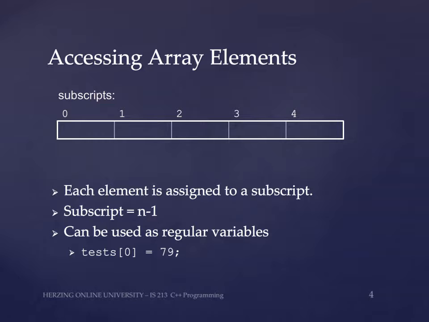So if we take an example, test[0] equals 79, and we have an output of test[0], then an input of test[1]. test[4] is equal to test[0] plus test[1]. Arrays must be accessed via individual elements. So if you try to put the output cout test, that won't work, and it's not legal. So you have to say cout test[4] or cout test[0] or test[1].